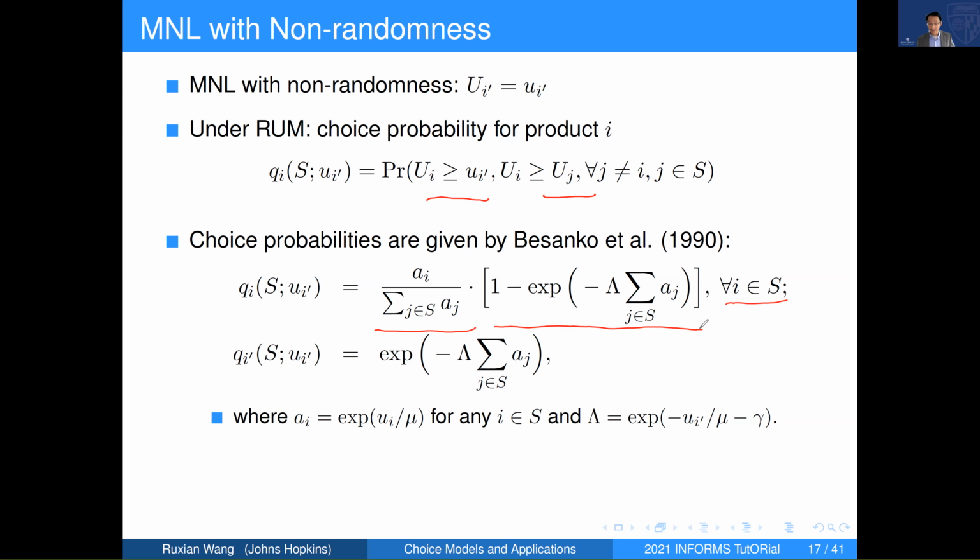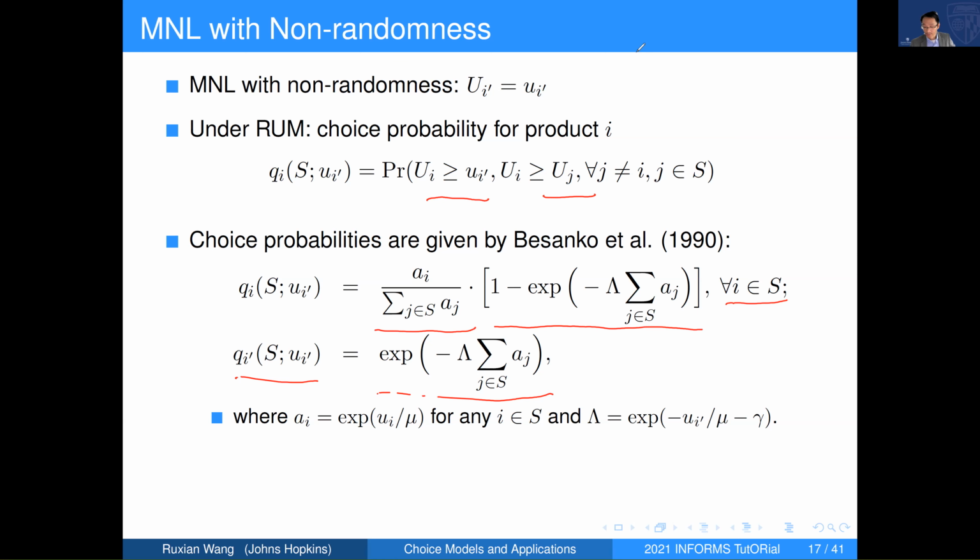For the special item i prime, whose utility is deterministic and does not have the random term epsilon i prime, the choice probability q_i prime is equal to the exponential of a negative number. You can see the choice probabilities are well defined. They are non-negative, and the sum is equal to 1. This one is different from the standard MNL choice model.